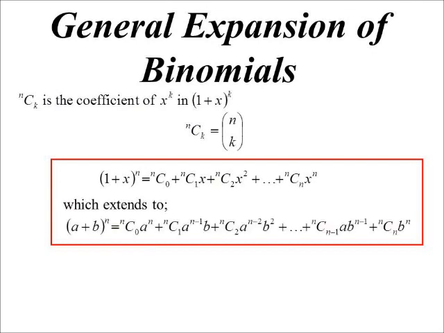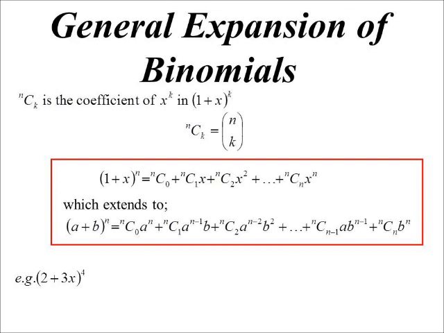Now, that's if it's 1 and x, but obviously we could have any terms there. So if it was a and b, again, the binomial coefficients are just nC0, nC1, nC2, up until the last one. But the powers of a will start at n and go down by 1, and the powers of b go up by 1. At any point, if we add the two powers together, we should get n.